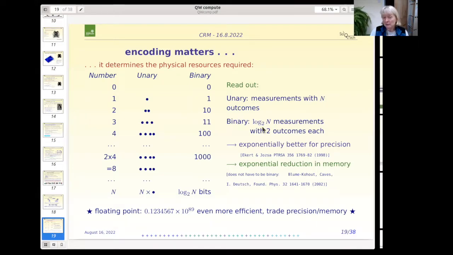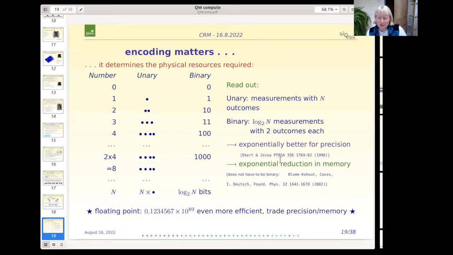Now for binary, you make log 2 n measurements and they've got 2 outcomes each. And 2 log n is a lot smaller than n. So you have a lot fewer measurements, and discriminating between them is a lot easier. It's exponentially better for precision. If you want to double your precision, you add 1 more bit. If you want to double the number of n to 2n, that's doubling the size of your experiment, not 1 more bit. So we've got a reduction in memory here.